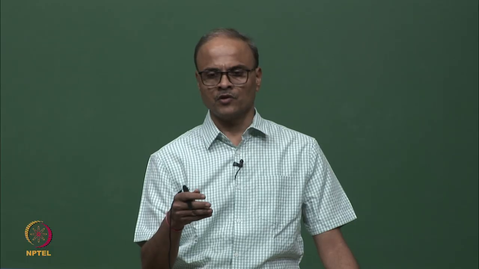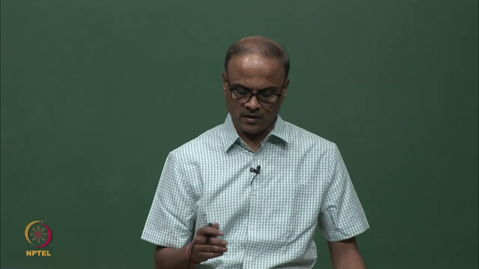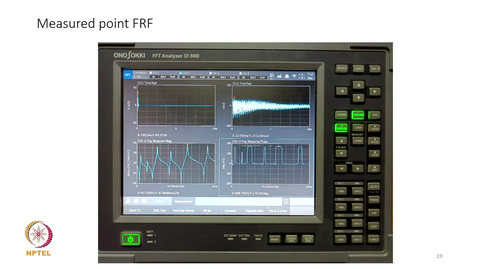And then the signal was recorded, and the force signal and the response signal are shown in the top two figures, at the top. So this is the force signal and this is the acceleration signal. The lower two figures show us the magnitude of the frequency response function and the phase of the frequency response function. So this is the magnitude plot and this is the phase plot.